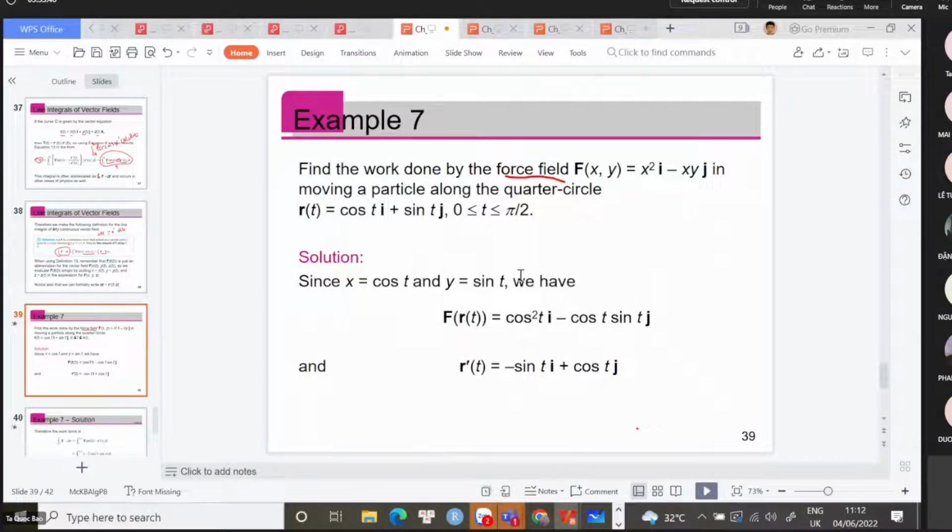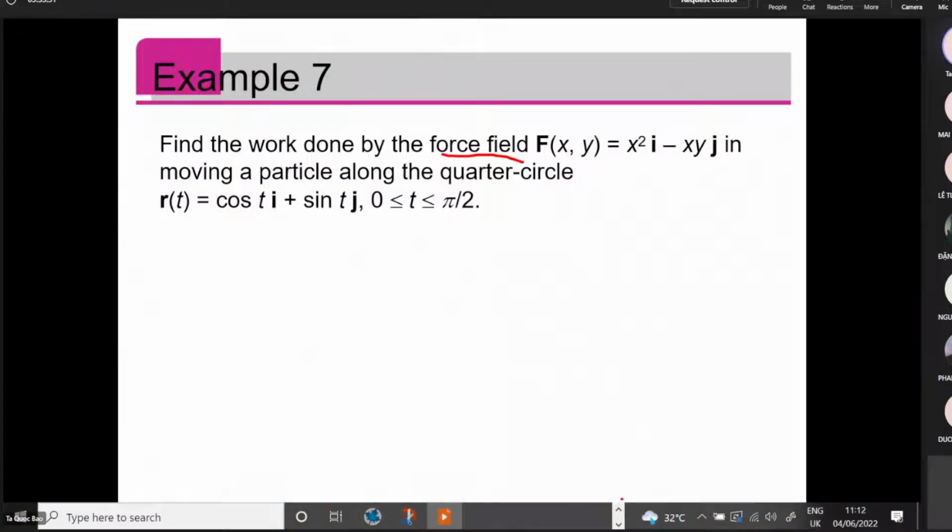Okay, so in case we have a vector field like this, and now our particle is moving along a quarter circle. Các em có thể vẽ cái bubble, các em vẽ cái vector field này nhá, rồi sau đó các em vẽ một cái quarter circle này. Bây giờ mình tính công nếu mà cái particle này nó move along cái quarter circle này.